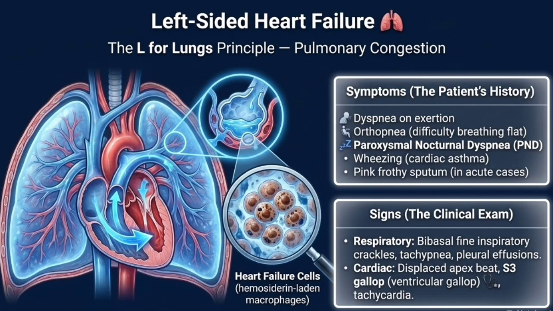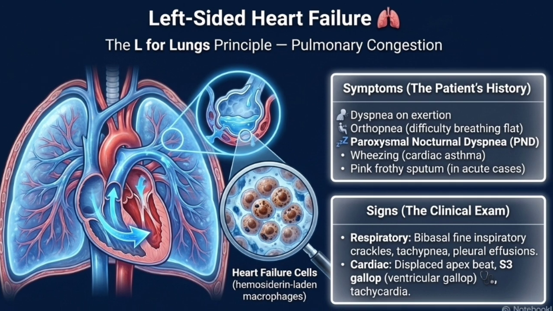Let's break this down with a super simple rule, the L for lungs principle. Left-sided failure causes pulmonary congestion. Because that left ventricle just can't pump effectively, blood backs up right into the pulmonary veins in the lungs. So what does the patient complain about? Dyspnea on exertion, orthopnea, which is struggling to breathe when lying flat, and that classic PND.